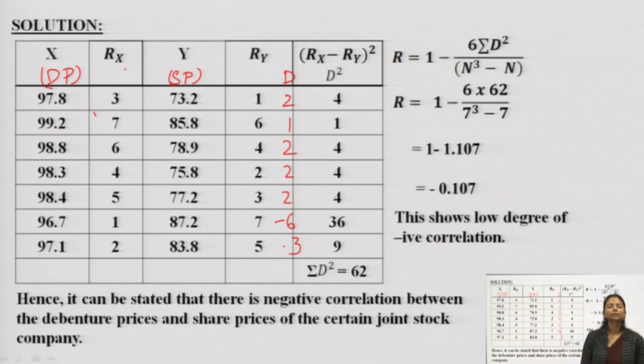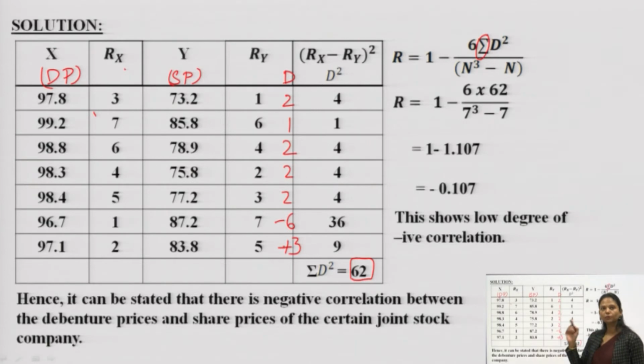But my question demands summation d square, that is the difference square. That means, I am supposed to square all these differences which are obtained here. 2 into 2 gives me 4, 1 into 1 gives me 1, 2 into 2 gives me 4, again 4, again 4, minus 6 into minus 6 gives me 36, whereas 3 into 3 gives me 9. The question is demanding for summation, that means, I am supposed to add all the squares of the differences together, it gives me 62 here.